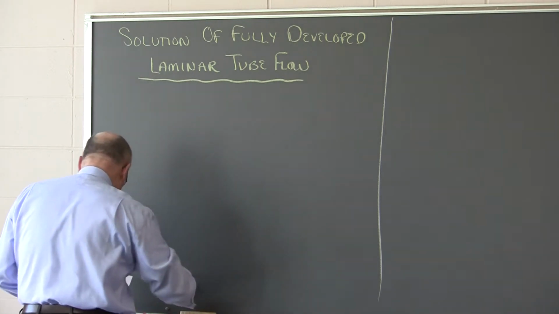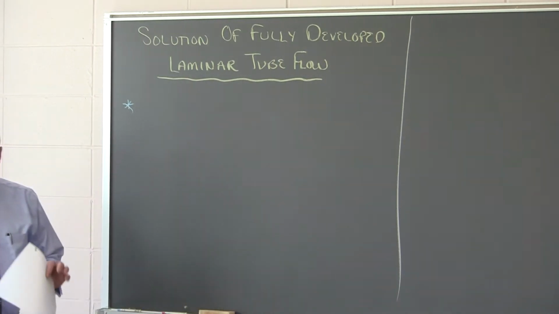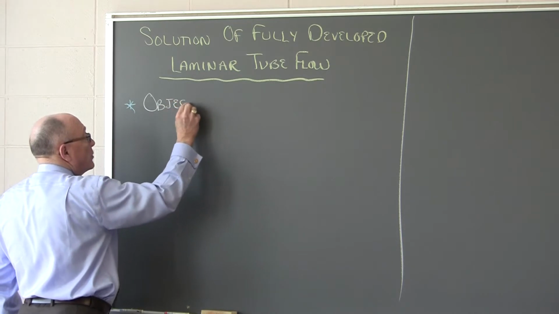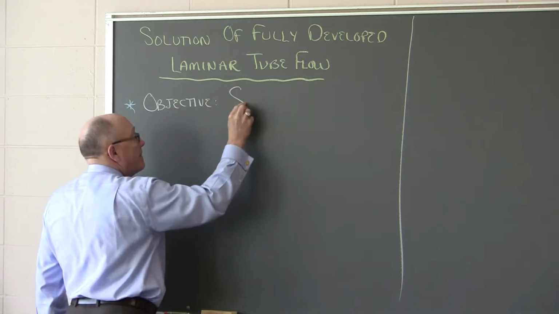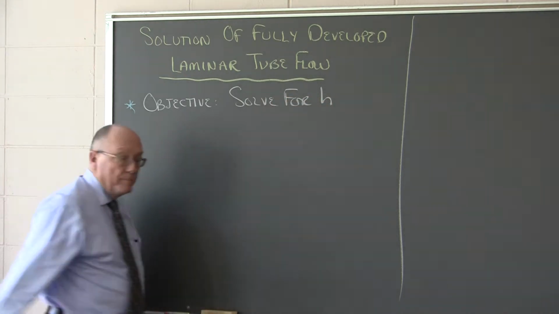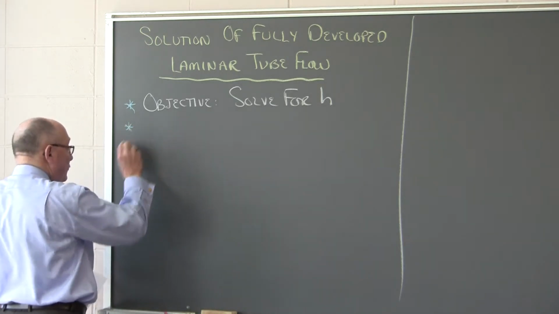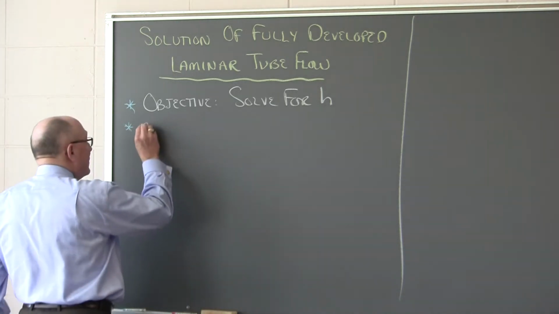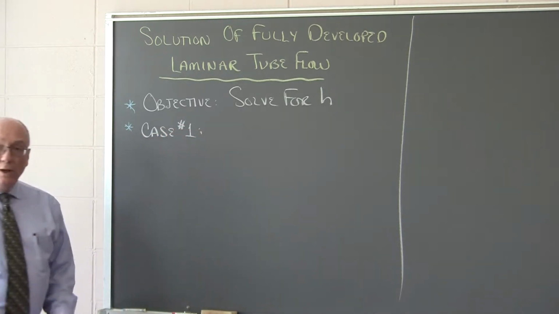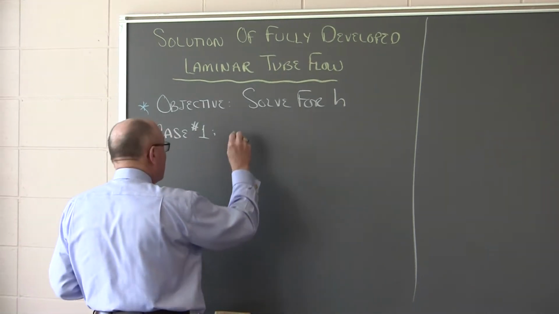All right, keep in mind what our objective is. Our objective is to solve for the heat transfer convection coefficient. We're going to do that. As you know, we've introduced two cases so far, and today we're going to look at case number one. Case number one, of course, is where we have a constant flux on our surface.